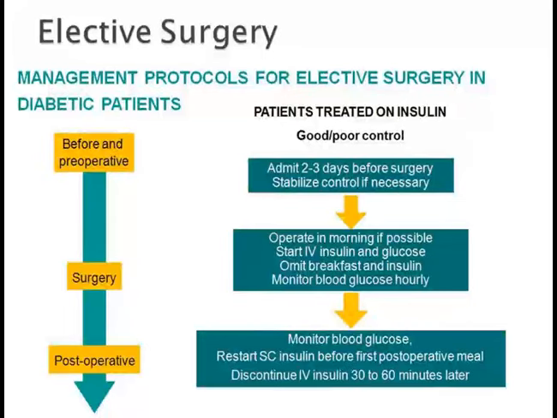Patients who are for elective surgery who have good or very poor control should also be stabilized before the surgery and preferably operated on in the morning. Omit the morning insulin dose, monitor them very closely, and restart subcutaneous insulin as soon as the patient is ready to take a post-operative meal, but discontinue IV insulin 30 to 60 minutes after giving the subcutaneous injection of insulin.